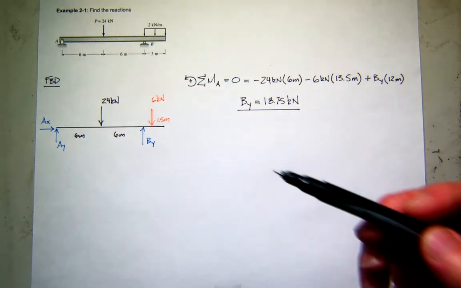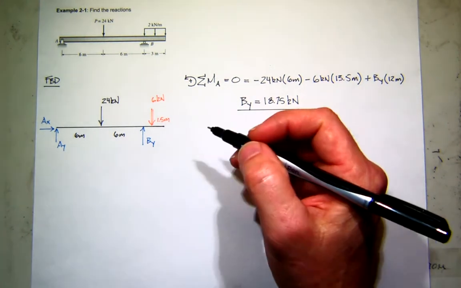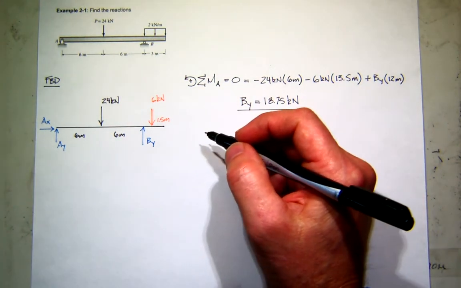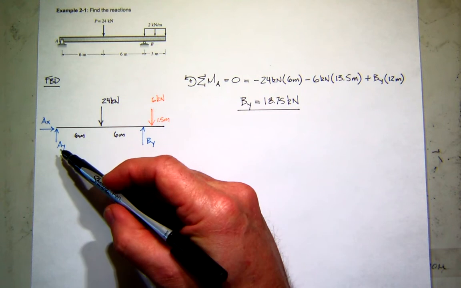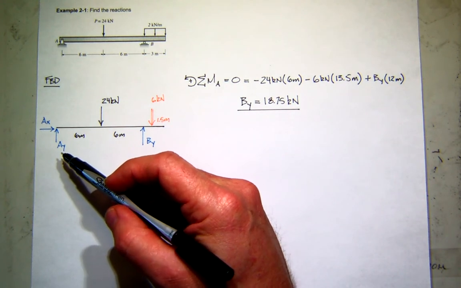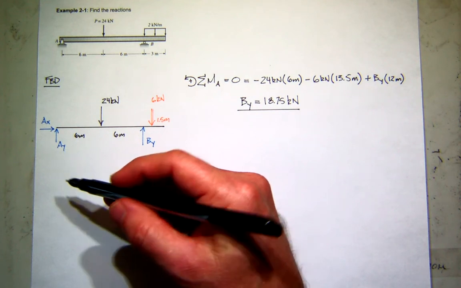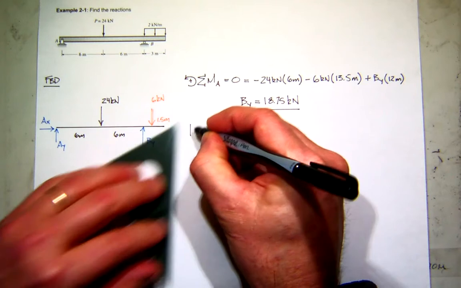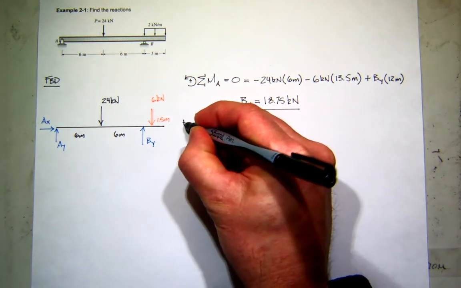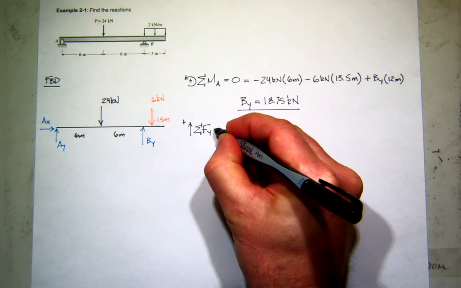Now what do I do? Could I sum moments again? Yes. I could sum moments at B and find AY. How else can you find AY? Sum forces in the Y. That's probably going to be an easier equation. Summing forces is usually easier than moments, so we'll go that way. So in that case, I'll assume that up is positive, and I'm going to sum all the forces in the Y direction.